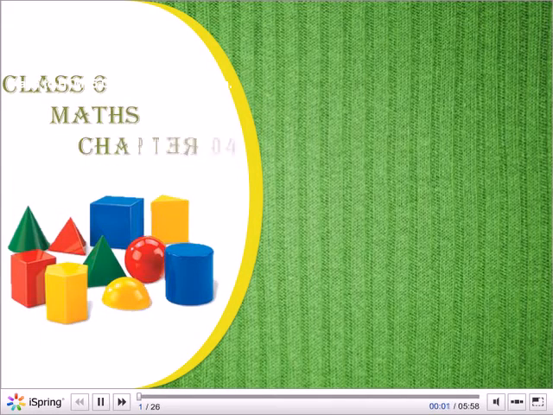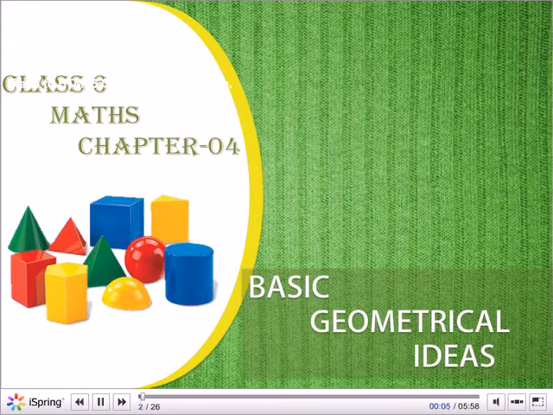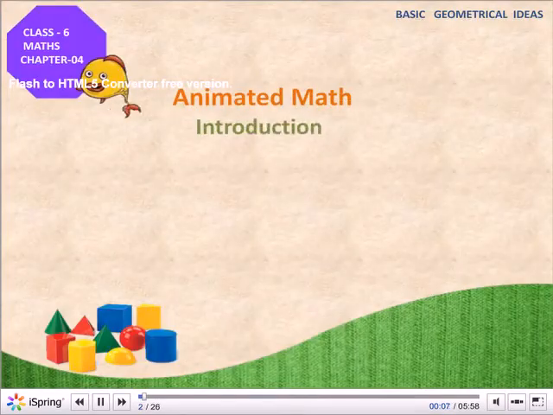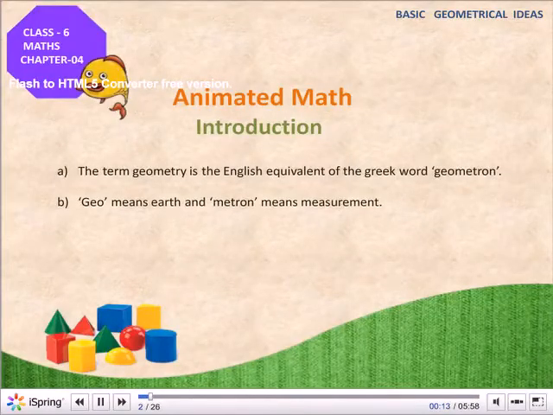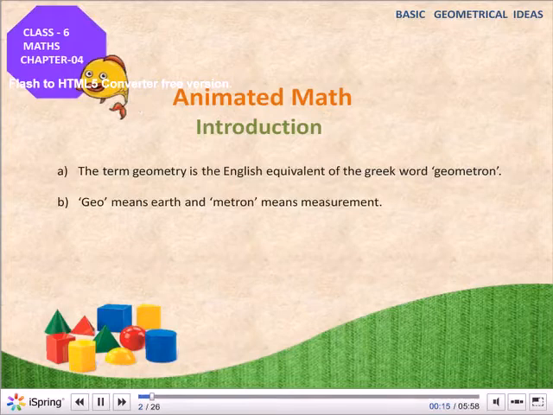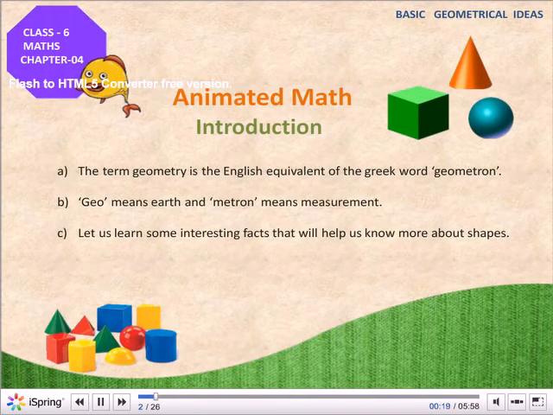Class 6, Maths, Chapter 4, Basic Geometrical Ideas, Animated Math, Introduction. The term geometry is the English equivalent of the Greek word geometron. Geo means earth and metron means measurement. Let us learn some interesting facts that will help us know more about shapes.